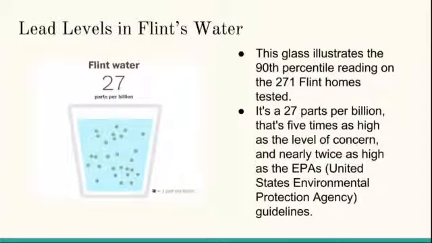This next slide talks about the levels of lead in Flint's water. The glass illustrates the 90th percentile reading on the 271 Flint homes that were tested. It's 27 parts per billion. That's 5 times as high as the level of concern and nearly twice as high as the EPA's, which is the United States Environmental Protection Agency. 1 star equals 1 part per billion. So there's 27 parts per billion in Flint's water.